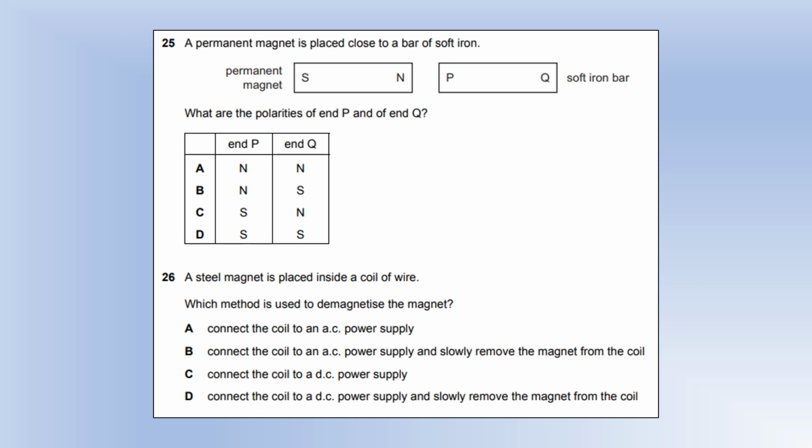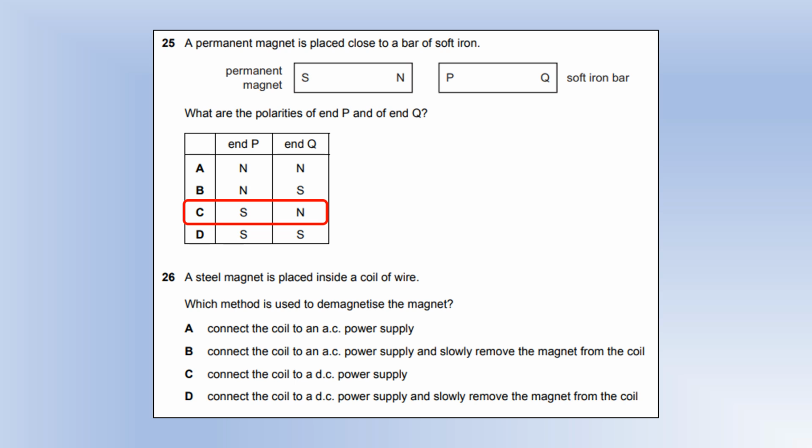A permanent magnet is placed close to a soft iron bar. What are the polarities of end P and Q? A soft magnetic material will align itself with an external magnetic field, so it will end up being a magnet in the same direction as the permanent magnet, and that's going to mean that P is the south pole and Q is a north pole, and then the iron bar would be attracted to the permanent magnet.